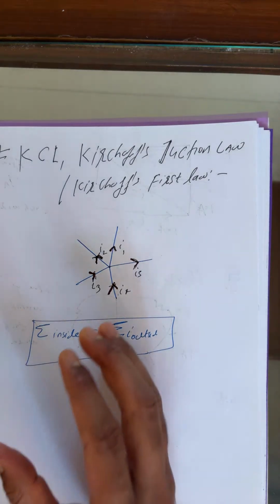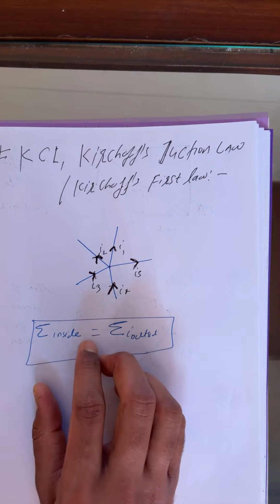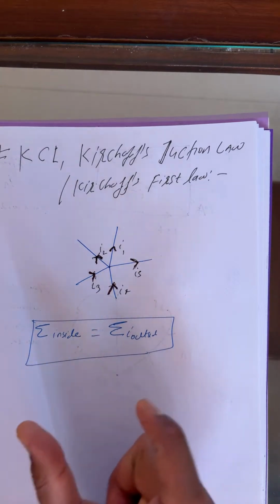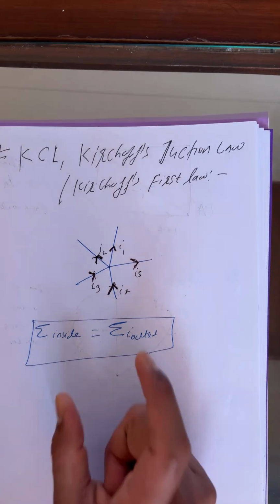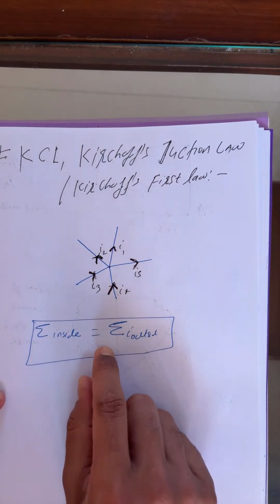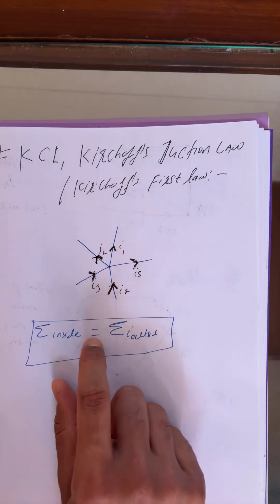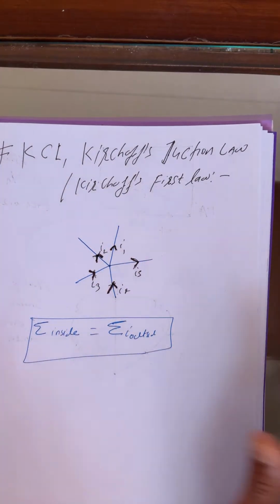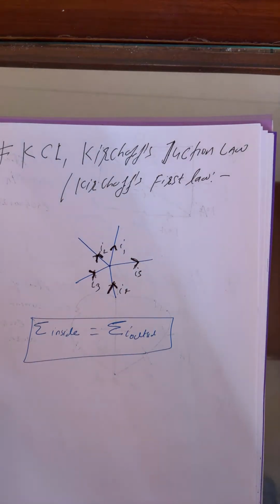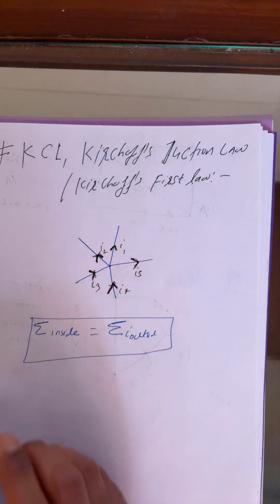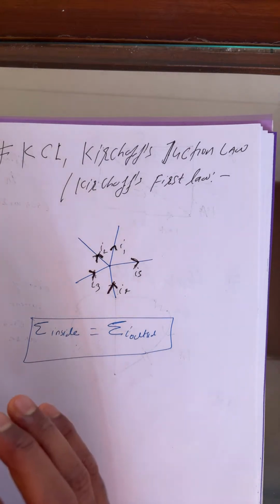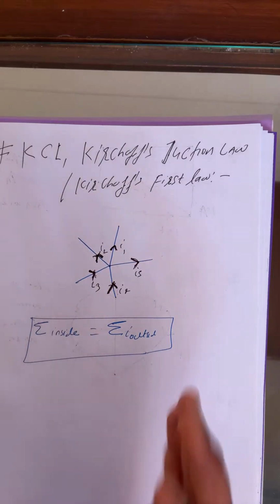According to the principle of conservation of charge, at any junction of an electrical circuit, the sum of all currents flowing into the junction must be equal to the sum of all currents flowing out from the junction. That's all. So keep in your mind, this is the statement of Kirchhoff's first law: according to the principle of conservation of charge, at any junction of an electrical circuit, the sum of all the currents flowing into the junction must be equal to the sum of all currents flowing out from the junction.